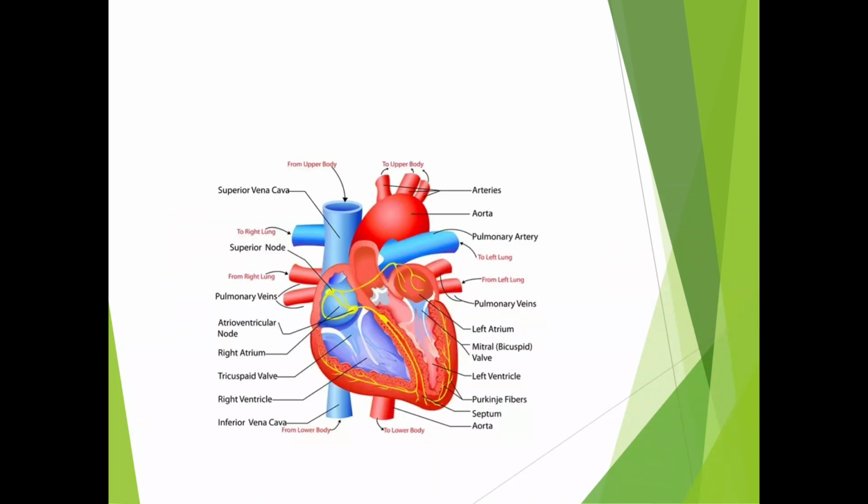This is a diagrammatic representation of a heart. Here it consists of a superior vena cava, pulmonary veins, right atrium, tricuspid valve, right ventricle, inferior vena cava, then aorta, pulmonary artery, pulmonary veins, left atrium, left ventricle, Purkinje fibers, septum and aorta.